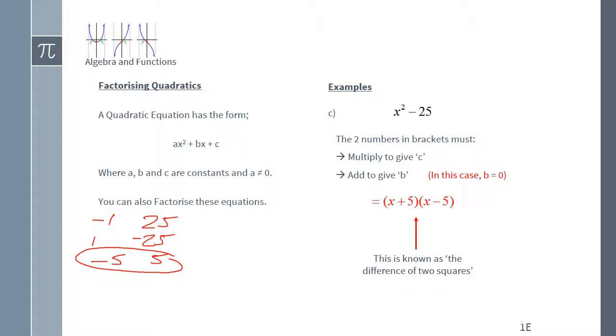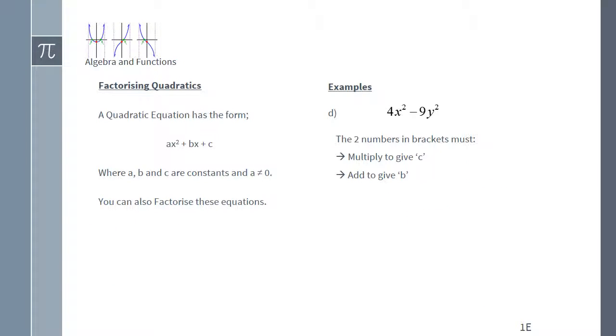This has a special name. This is known as the difference of two squares. It's very useful to recognise x squared minus something squared and instantly see that it's the difference of two squares. It's one you should be on the lookout for. X squared minus y squared is x plus y times x minus y. Know it. Learn it.